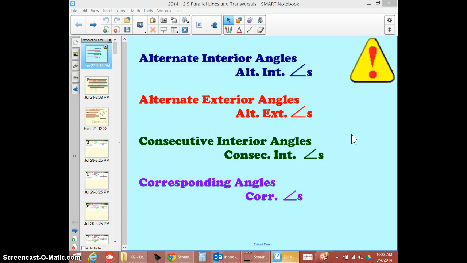Today we're covering 2.5. This is a reminder to remember these four principles or postulates: alternate interior, AIA, or alternate exterior, AEA, or consecutive interior, CIA, that's the one like the government, it's the one that's different, and corresponding angles. Don't forget those ones.